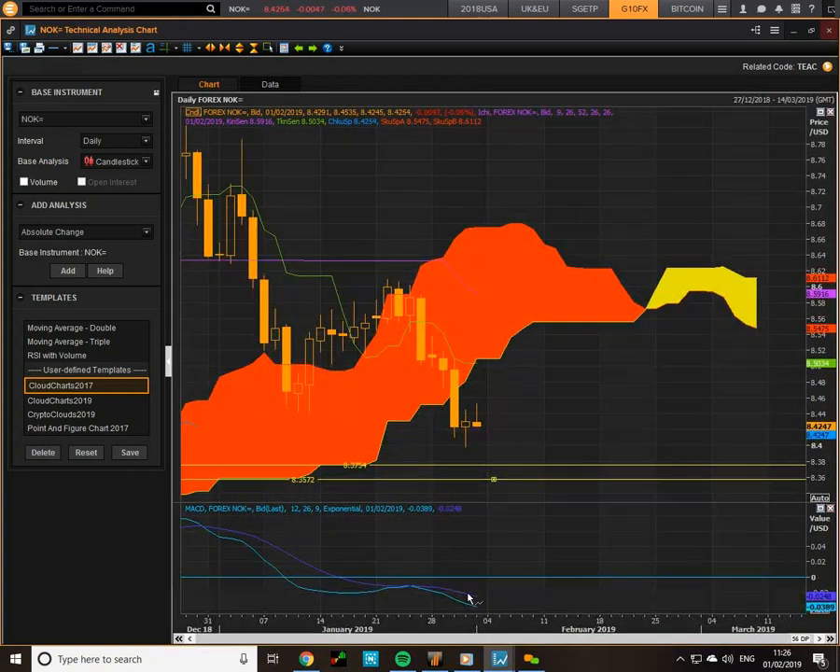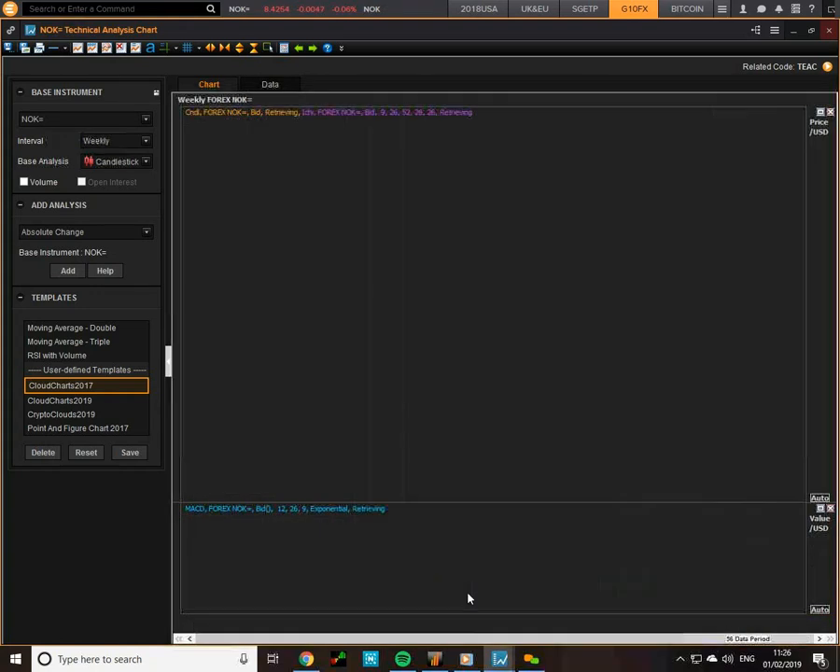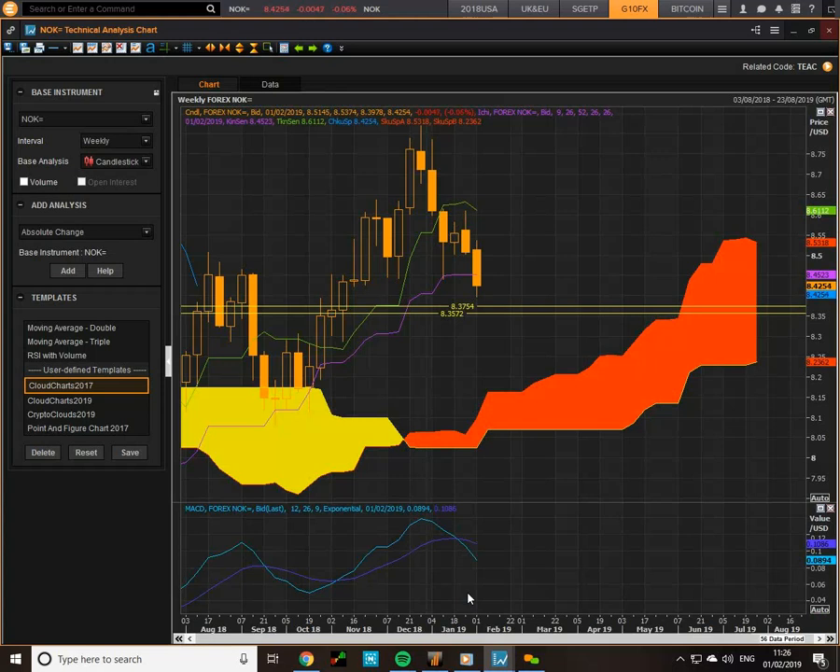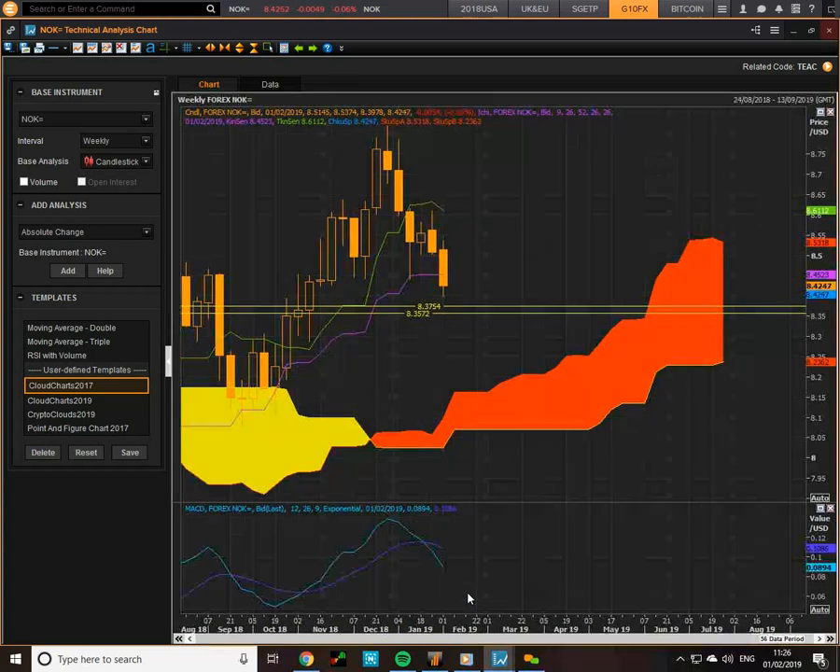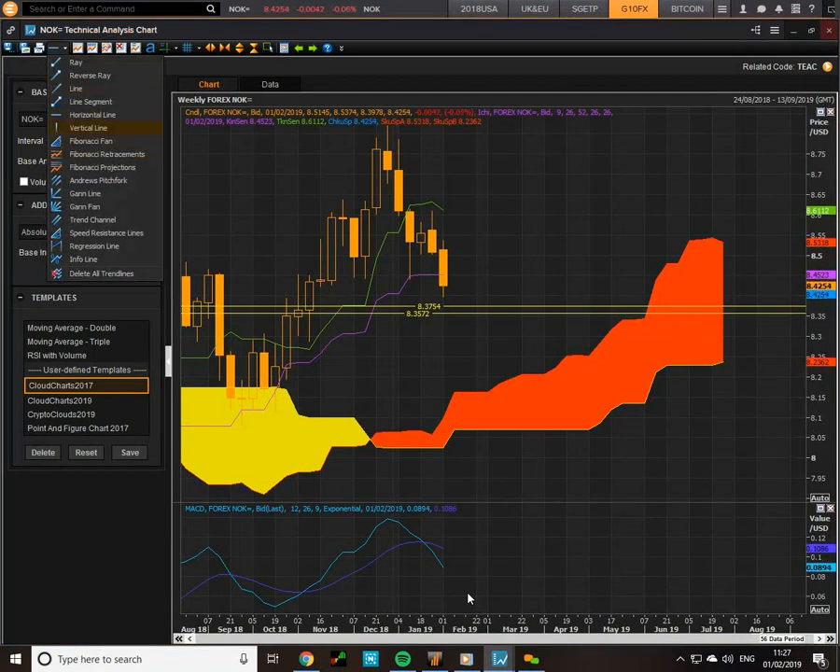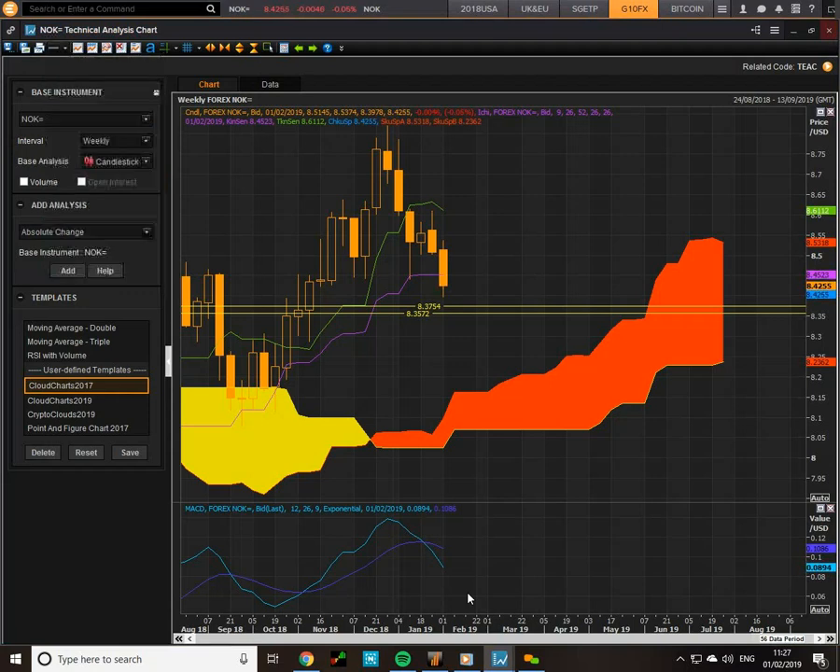832.75, 72. So those are the downside targets on the Norwegian krona. And weekly, there's still a long way to go before it gets to significant support levels on the cloud. So this is the first cluster of support it needs to get through. So this remains a short for the time being.